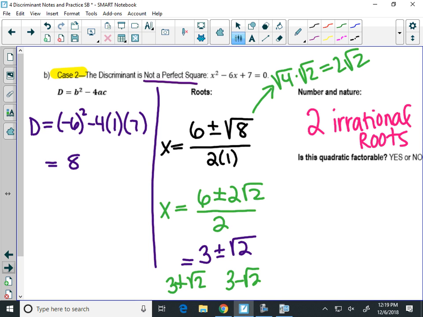So in the case where you get a discriminant, a number under the radical, that is not a perfect square, but it's a positive number, you're going to get 2 x-intercepts that are irrational. And can you factor that quadratic then? No. Good. Okay, good so far? 2 cases down, 2 to go. Let's see what the next one is.